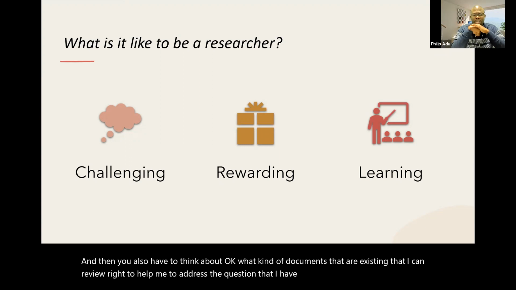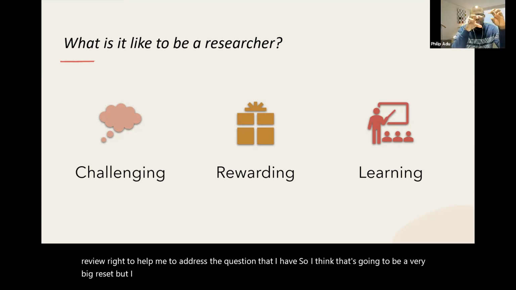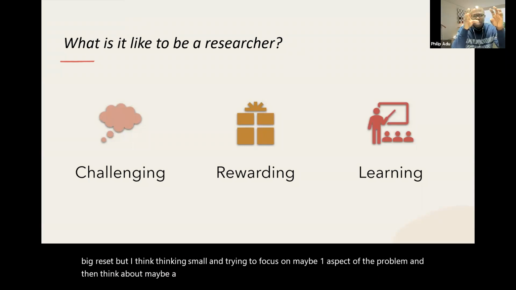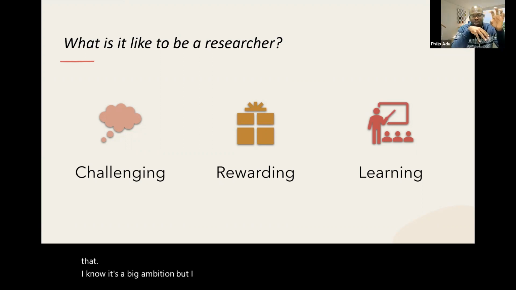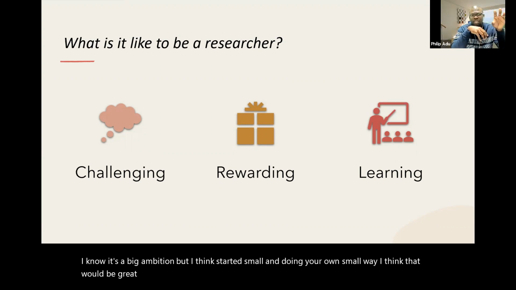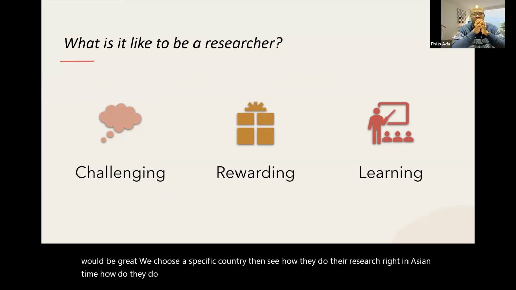So I think that's going to be a very big research, but thinking small and trying to focus on maybe one aspect of the problem, and then a location, and who I should talk to, or what kind of document I should use to address the problem, that would be great. I know it's a big ambition, but starting small and doing it your own small way would be great. You choose a specific country and see how they did their research in ancient times, and you'll be able to get a lot of information from there. Then you start from there, and somebody might even continue.